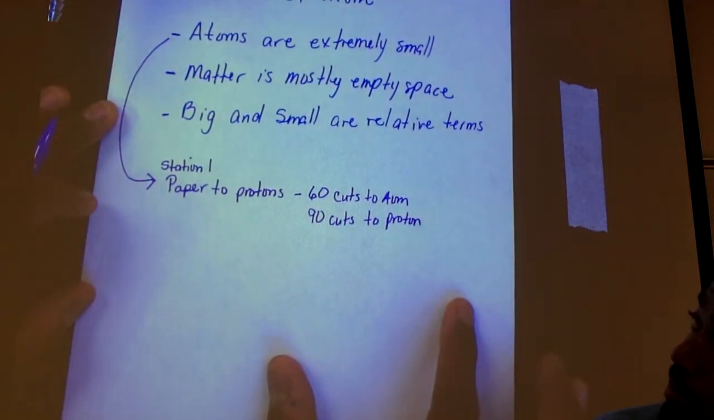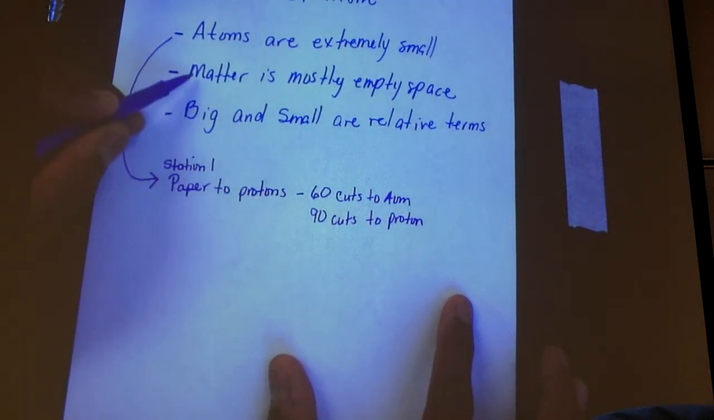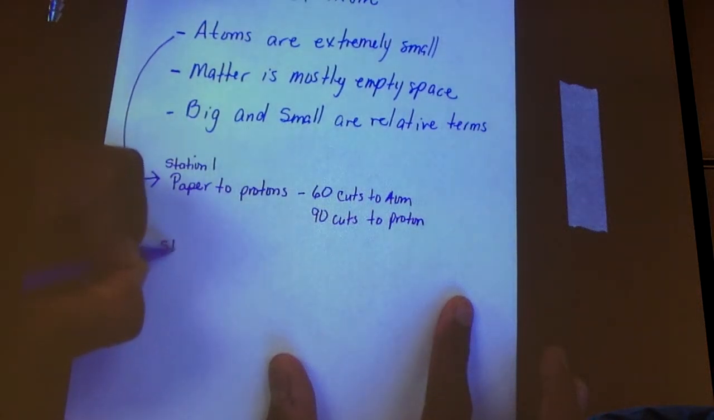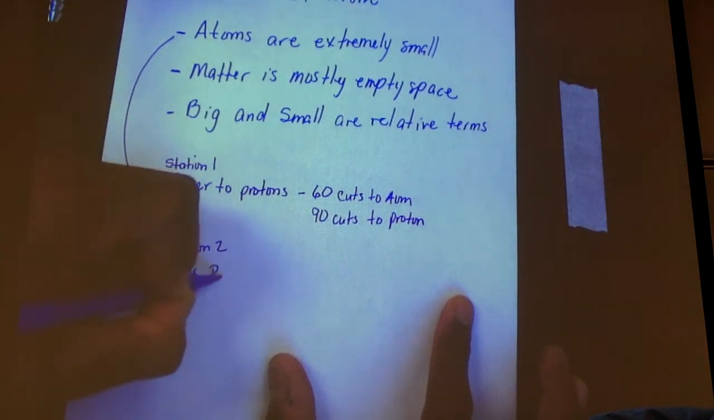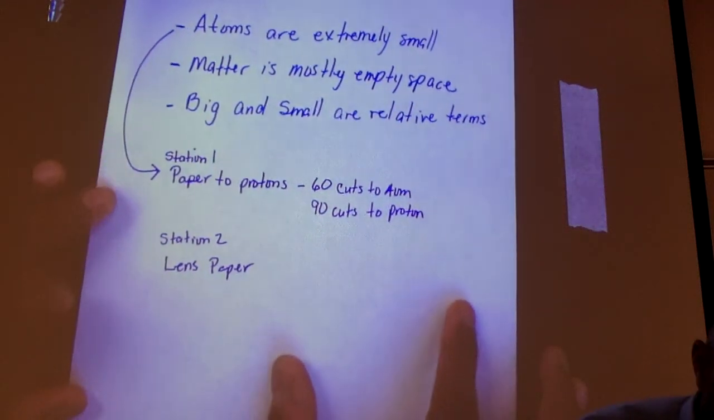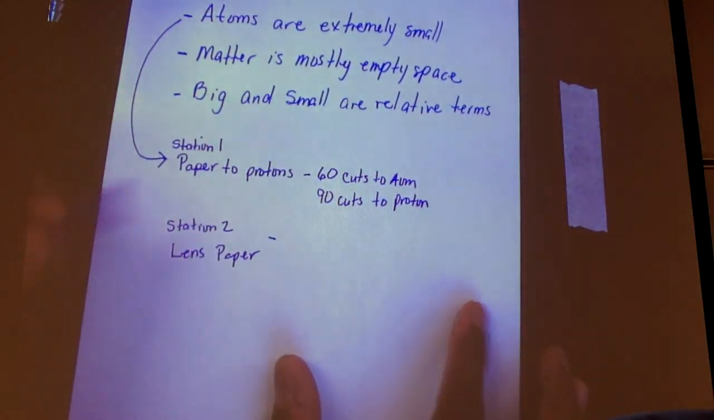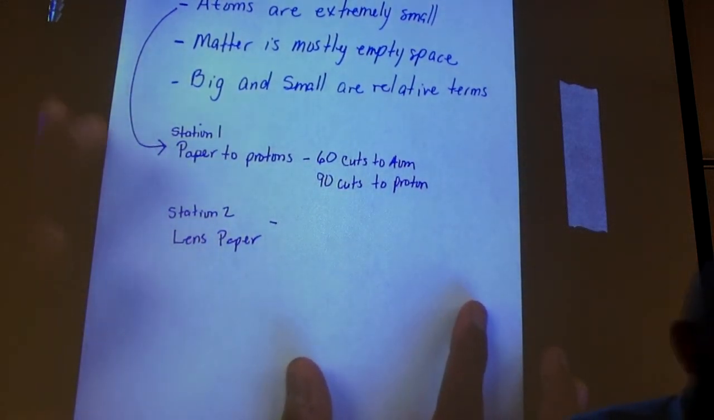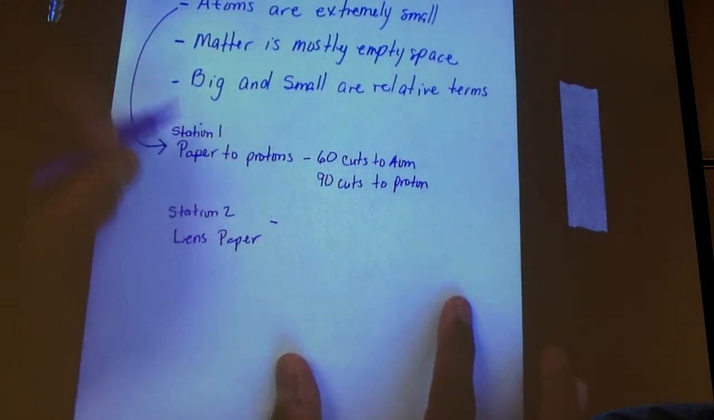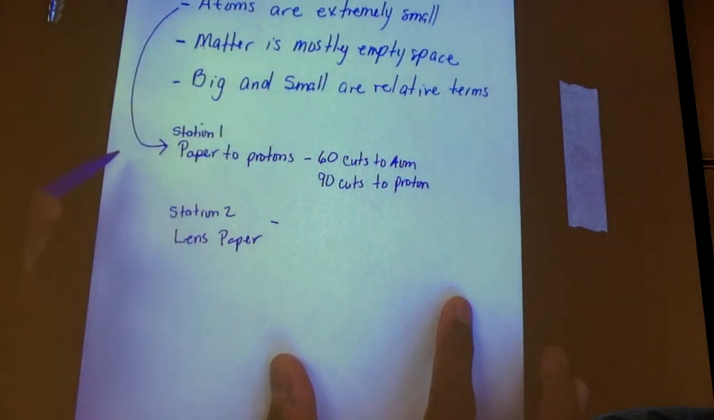I would say that station 2 emphasized this idea that matter is mostly empty space. That was with the lens paper. So as you zoomed into the lens paper, you saw lots of open space there, and we weren't even at the atomic level. And you saw lots of space, not only outside of the fibers, but also within the fibers. So definitely, station 2 emphasized that point.